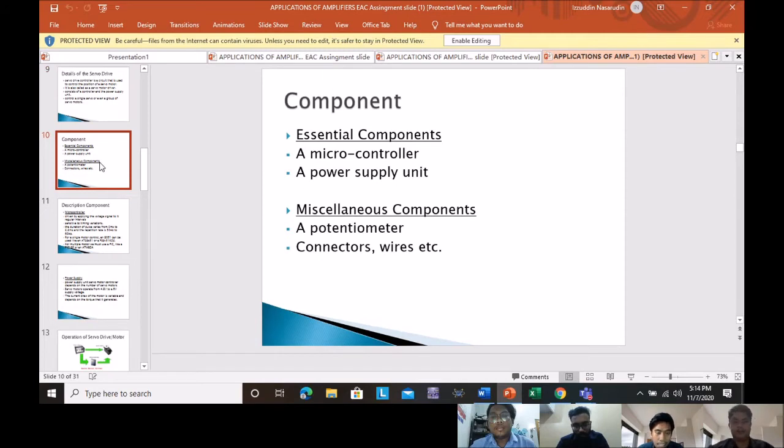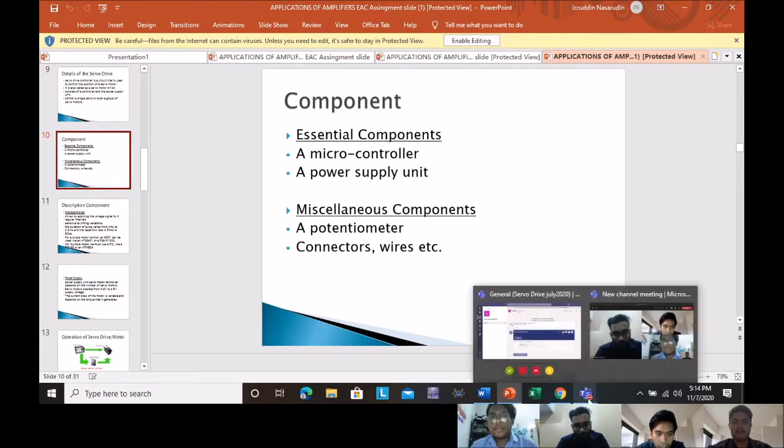Next is the components that are included in the servo drive motor. First, the essential components are a microcontroller and also a power supply unit. And the miscellaneous components are a potentiometer, connectors, wires, etc.